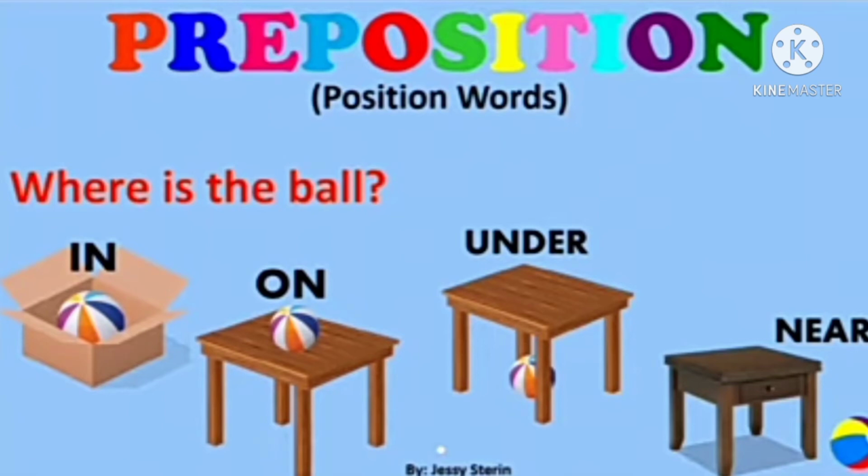And in picture number 3, you can see the ball is under the table. And in the last picture, you can see the ball is near the table. So, in this way, we can say that position words are prepositions, because here we can see the ball is in a different position in the different pictures.